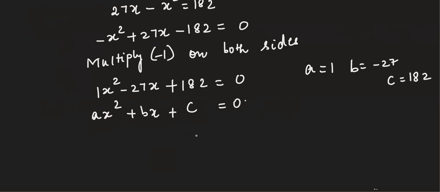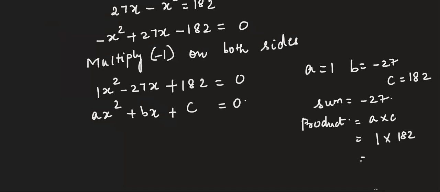Now I'm going to split the middle term. Okay, I'm going to make this into 4 terms now. So I'll have to find two numbers whose sum, that is when I add the two numbers, I should get the coefficient of x, which is b, which is minus 27. Now when I multiply the two numbers, the product I should get is a into c, which is nothing but the coefficient of x square times the constant term, which is 1 times 182. So now I'll have to figure out two numbers whose sum will be negative 27, and if I multiply the two numbers, I should get 182. Okay, clear?